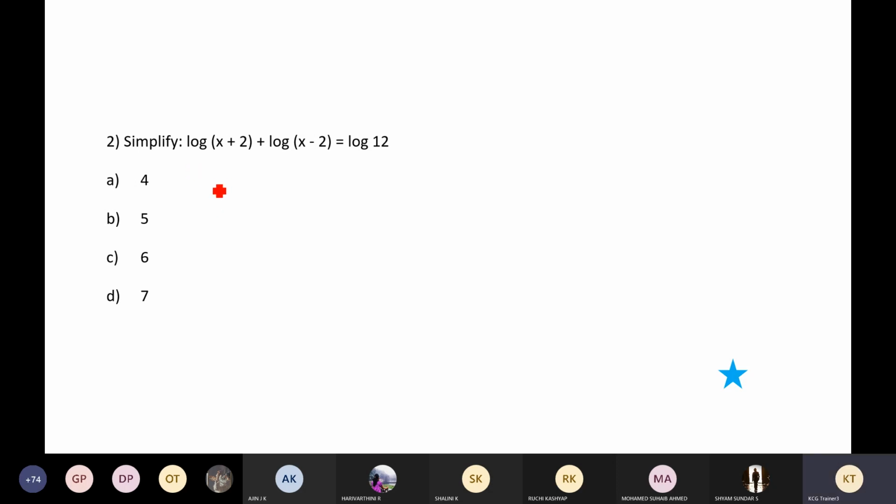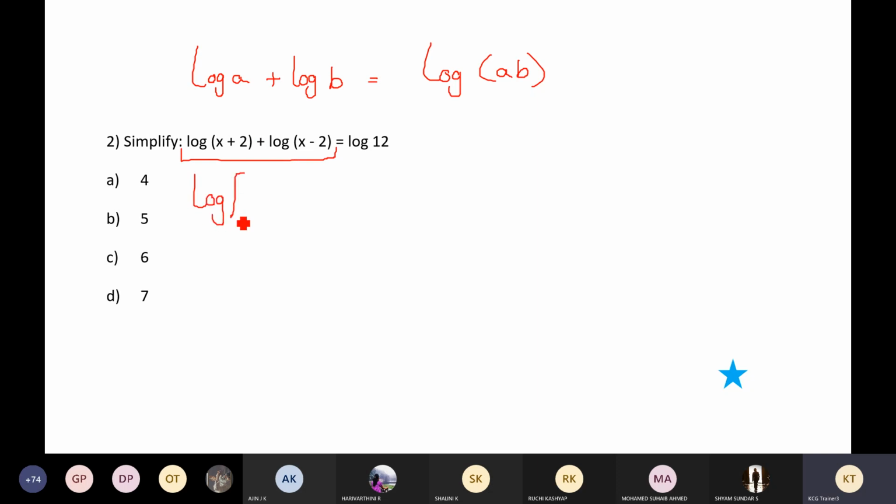Okay, guys, listen here. Very good, Harivardhani. Excellent. So let's understand this question together. First of all, this is of the format log of A plus log of B. According to the rule, log of A plus log of B can be written as log of AB. So the left hand side can be written as log of (x plus 2) into (x minus 2), which is equal to log 12.